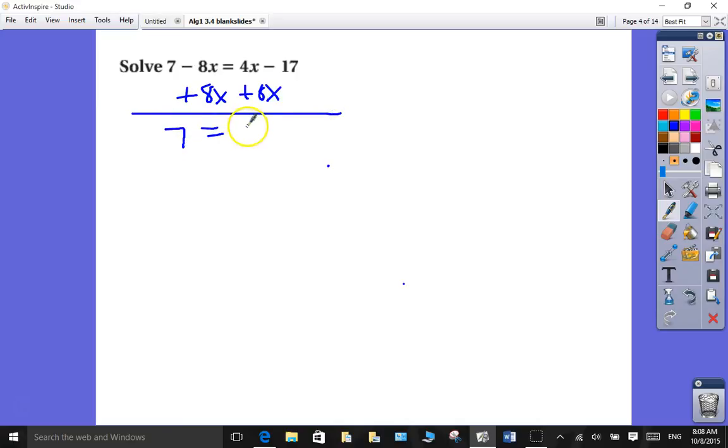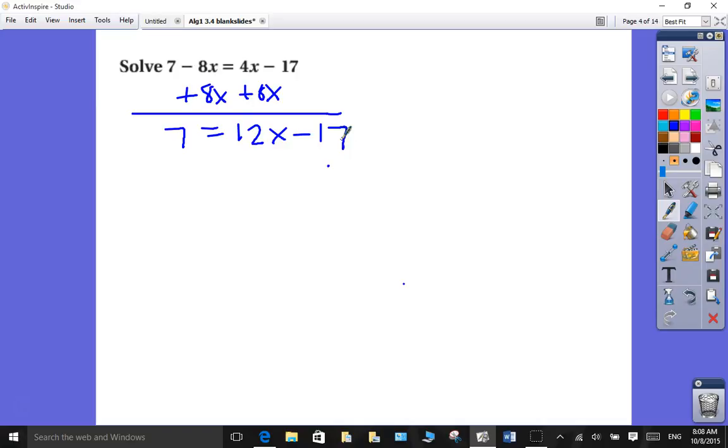7 equals 4x plus 8x, 12x minus 17. You don't have to do that as the first step, but that's what we'll always show. Why not move the 4x to the other side? Why not subtract 4x from both sides? Because then it'd be a negative coefficient. We're just trying to avoid negative coefficients since that's the source of a lot of errors.